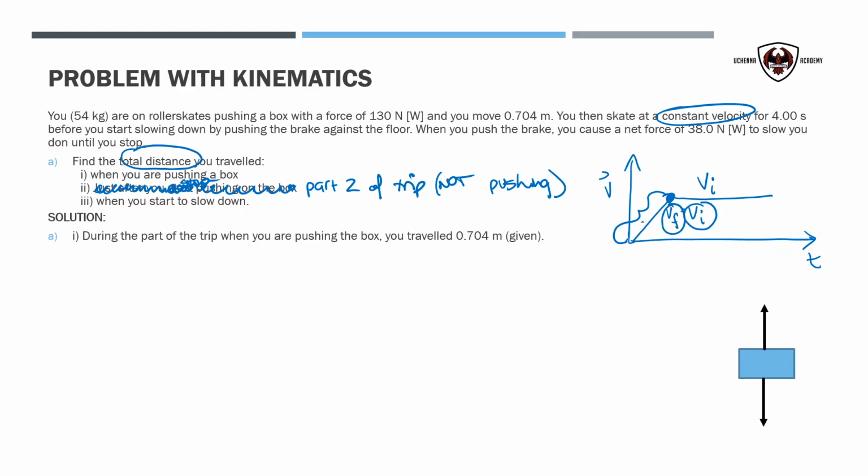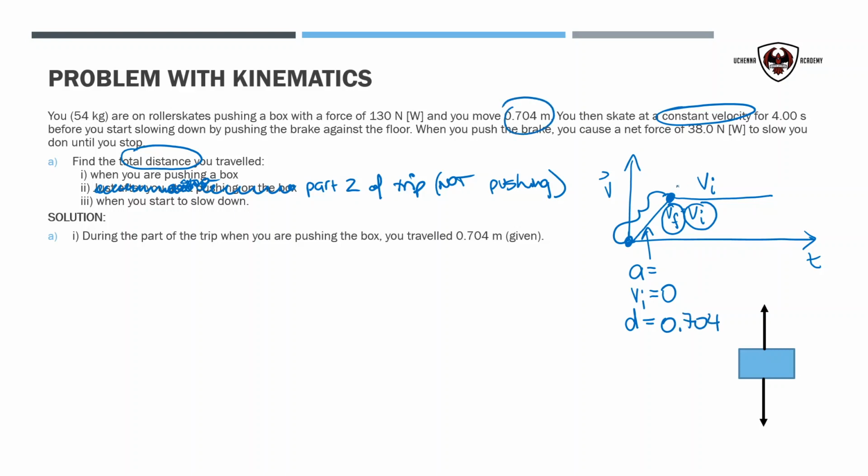And why would I want to do that? Well, I already just figured out the acceleration, right? I know the acceleration here. I know the initial velocity because we started at 0. So I know a ton of things. I figured out the acceleration on the previous slide. I know the initial velocity, and I know the distance that I traveled. I'm told the distance that I traveled, 0.704, right?